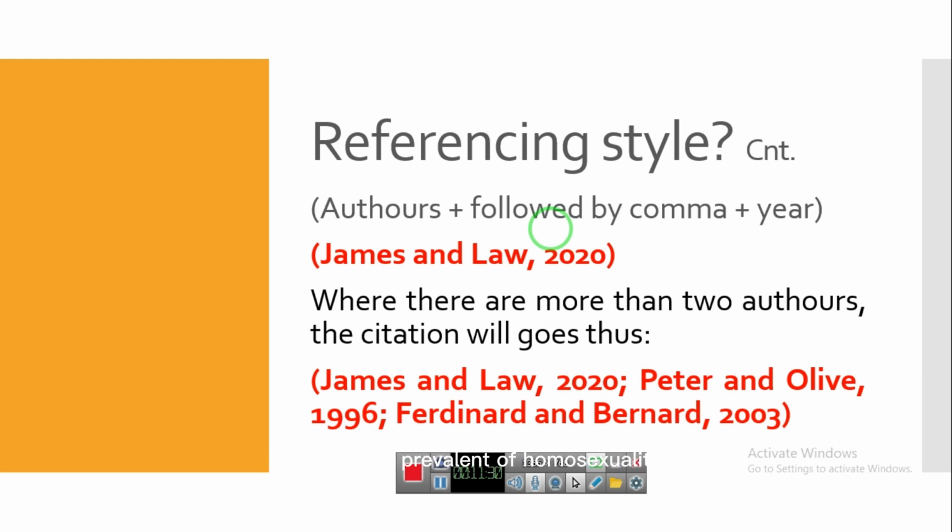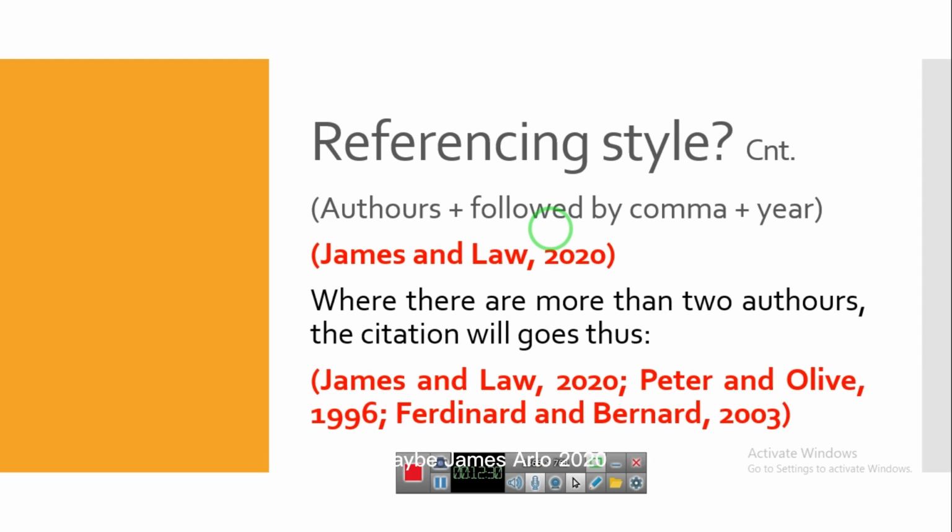Assuming that you're not trying to look at the prevalence of homosexuality, you will not cite those scholars that have researched that particular field. Maybe peer pressure is among the factors acknowledged by James and Law 2020. The moment you write James and Law 2020, maybe a similar opinion was shared by another scholar, maybe Peter and Olive 1996 also said something related to it in 1996. The way you are going to cite this will be quite different from the way you are going to cite a statement that acknowledges more than two authors.